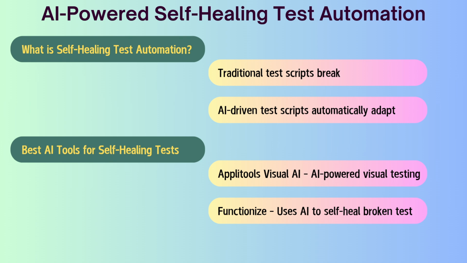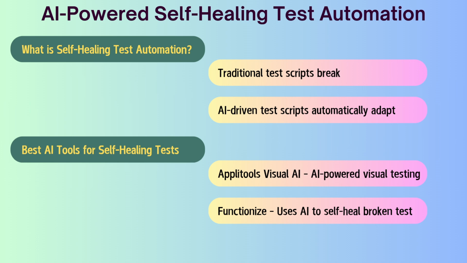For example, let us say you have a test case that clicks a checkout button. One day the development team renames the button from checkout to proceed for payment. Just renaming the button. Normally your test would break, but with AI, the test dynamically finds the right element and updates itself. No manual fixing is required.